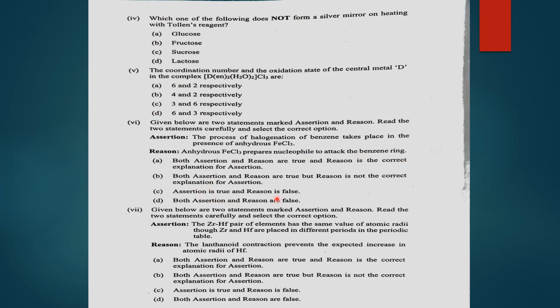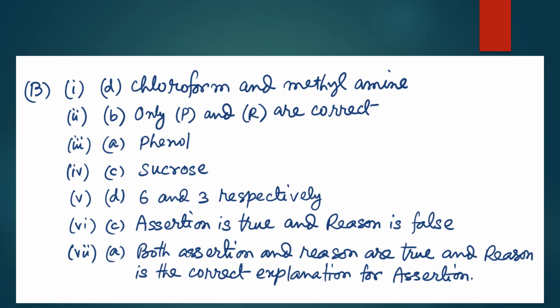Assertion is true, but reason is false. And number 7, option A is correct. That is the correct explanation. So here are the answers.